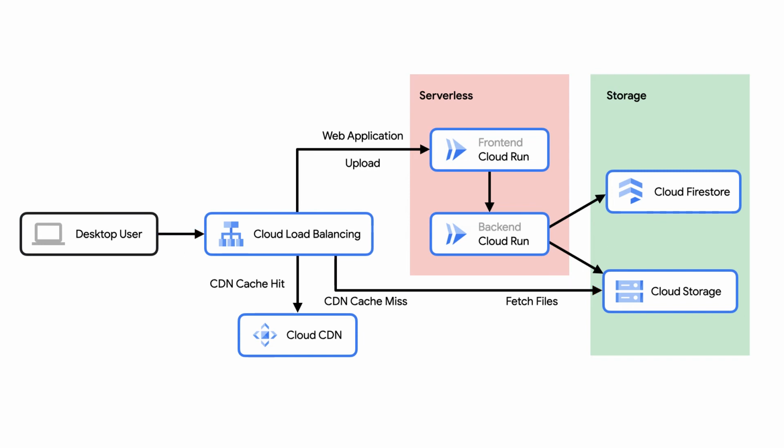When a user makes a request to upload a file, the path is slightly different. The request is routed via a load balancer to the front end. The front end routes the request to the back end, where the file is then stored in Cloud Storage, and the metadata about the file is stored in Firestore, a fully managed, scalable serverless document database. That image is now available for the CDN to consume.